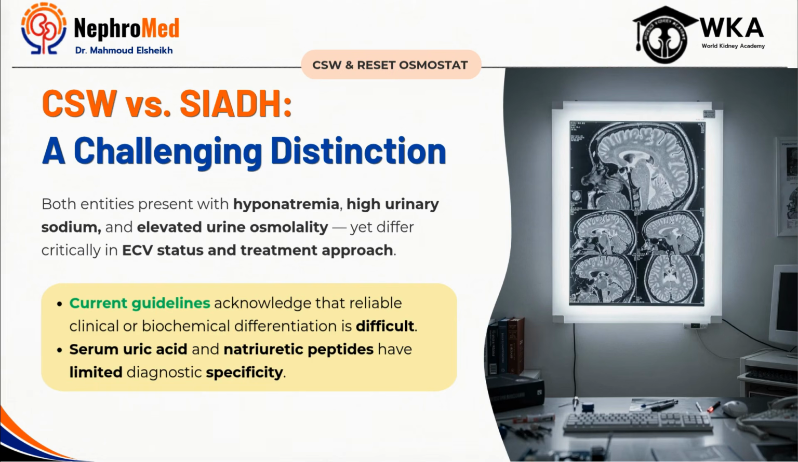Unfortunately, current guidelines acknowledge that no single clinical or biochemical marker reliably differentiates the two entities. Even markers like serum uric acid, fractional excretion of urate, and natriuretic peptides have limited specificity and may overlap considerably. So, in real-world practice, the diagnosis often depends on careful longitudinal assessment of the patient's volume status, hemodynamics, urine output, response to saline, and overall clinical trajectory. This is why many experts consider the distinction between SIADH and CSW less of a single lab diagnosis and more of a dynamic clinical interpretation of all of these.